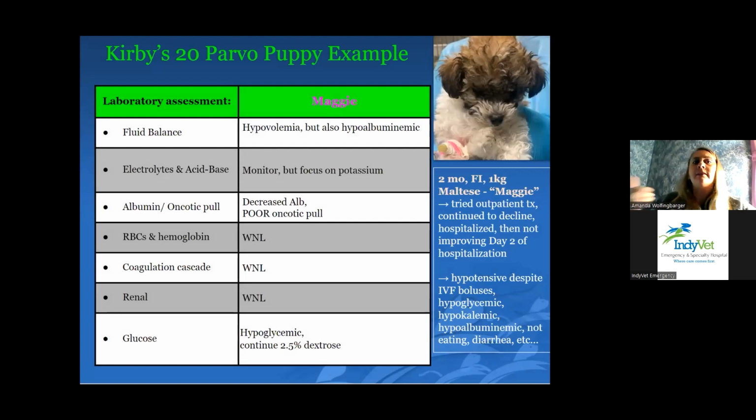So fluid balance, again, she was hypovolemic, also hypoalbuminemic. Not surprised, but her potassium was low, so keeping a close eye on that. Really focusing back in on her decreased albumin and her poor oncotic pull. Everything else on this page was fine except for her glucose. Being a 1 kg little Maltese puppy, she was hypoglycemic, so we were supplementing her.